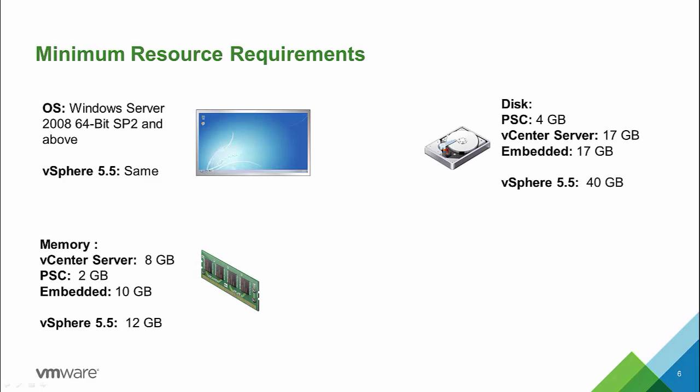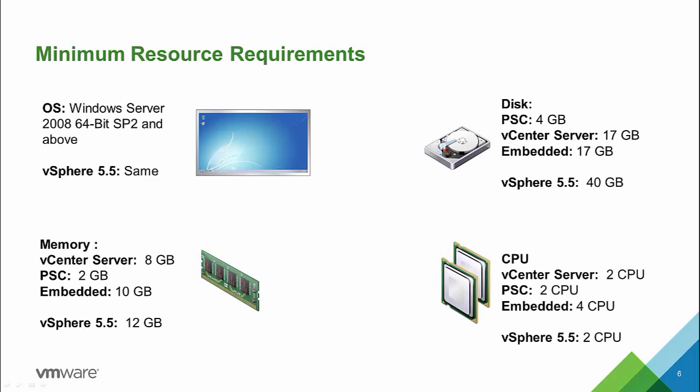For the disk space requirements, if you're installing just the platform service controller, that would be at the very least 4 gigabytes of disk space. If you're installing the vCenter Server management node or the embedded version that includes both the platform service controller and vCenter Server, that goes up to 17 gigabytes. vSphere 5.5 recommended 40 gigabytes of space available, so that has gone down significantly as well.